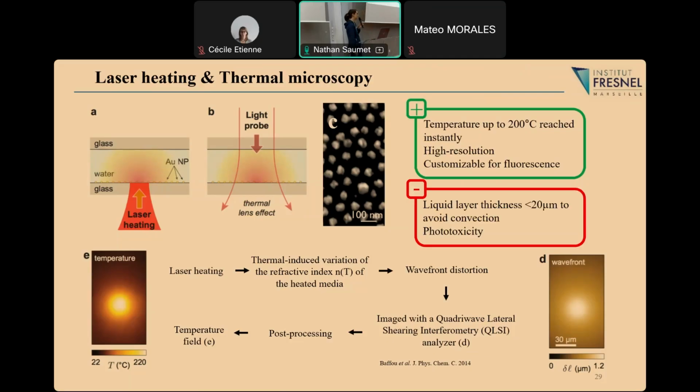But of course, it also has drawbacks. In order to avoid any convection in the media, we need to have a lamella, here a glass cover slip on top, and a layer thickness which is less than 20 microns in order to avoid any convection. And we can ask the question of phototoxicity due to the laser hitting here at 800 nanometers and also induced by the light probe here, which was set at 600 nanometers. Of course, all of this can be tunable.